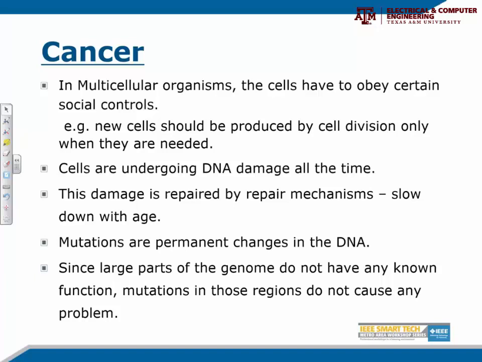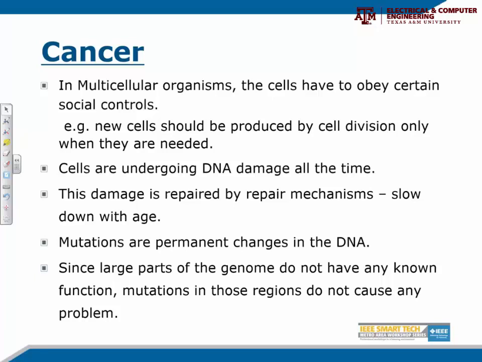And cells are undergoing DNA damage all the time. You step out into the sun, some of those T's are messed up. You have what are called thymine dimers. We already talked about them. Now, this kind of damage is repaired by repair mechanisms that our cells possess. However, it's a fact of life that these repair mechanisms slow down with age. And therefore, if the repair mechanisms slow down, then you probably can build up some mutations or permanent changes in the DNA over time.